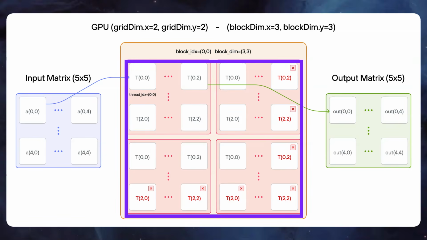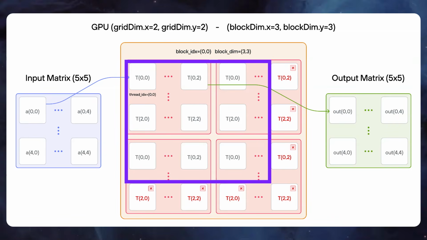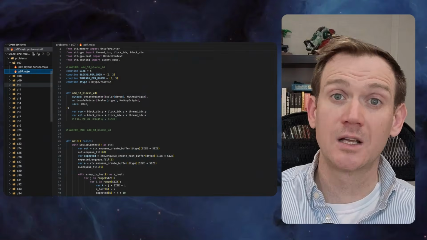Let's visualize the coverage. Each block covers a 3 by 3 tile of the output. That tile fits neatly over the 5 by 5 data, except the rightmost column and the bottom row that extends to index 5, which doesn't exist. Those threads do nothing. Let's take a look at the code.